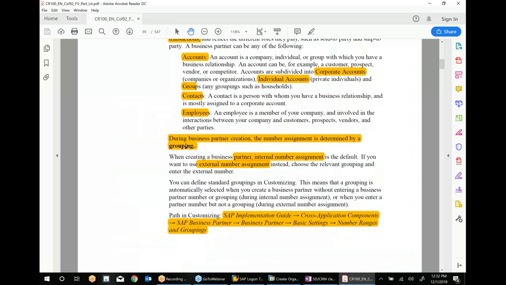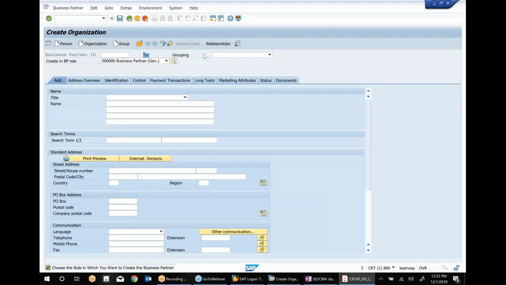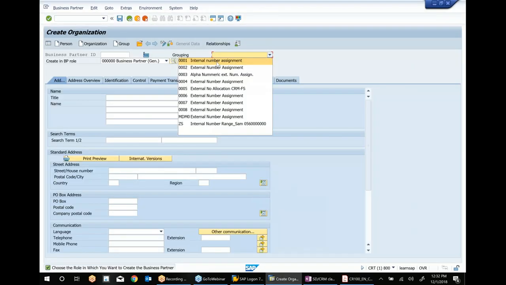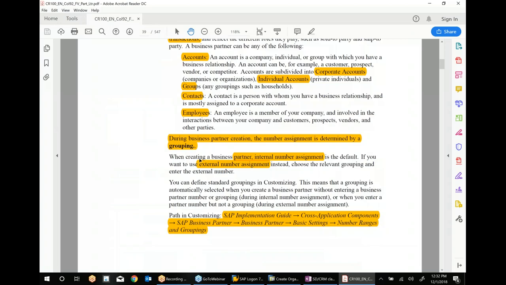The grouping during business partner creation, the number assignment, whether it's going to be an internal number, an external number, what kind of number range it is going to be, that is controlled by grouping. And this is the field which is called grouping. I would like you guys to make a note of this line, which I make a note of here, make a note of this line as well. So make a note of that line, please.